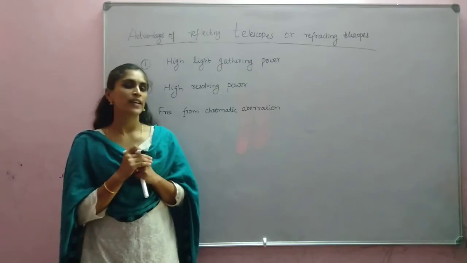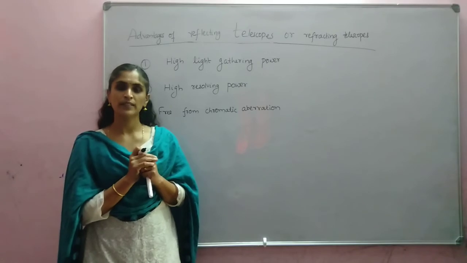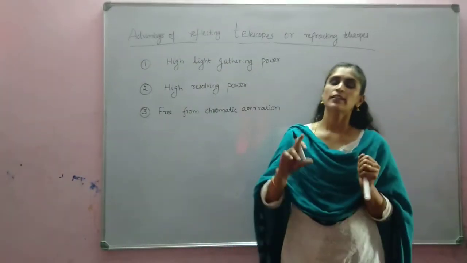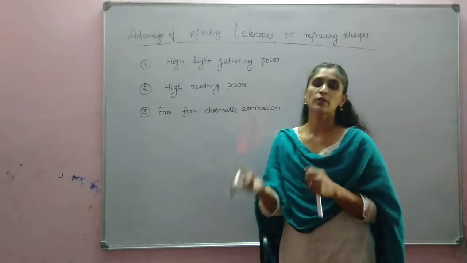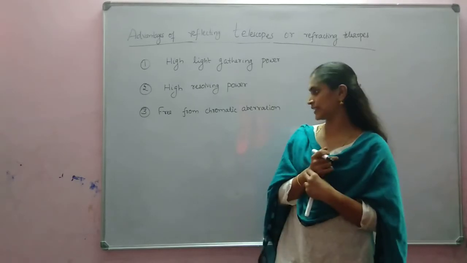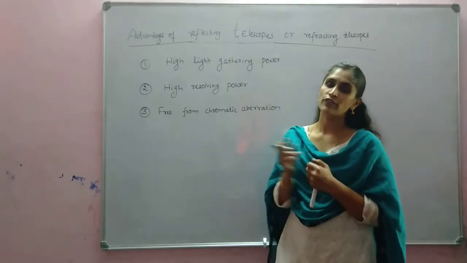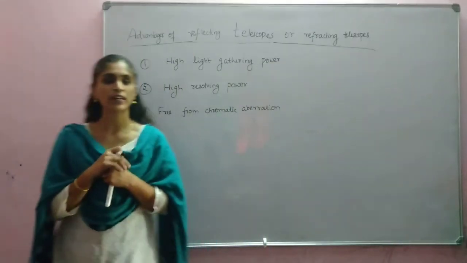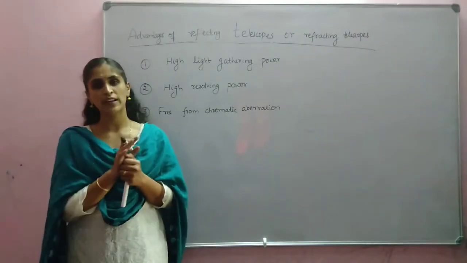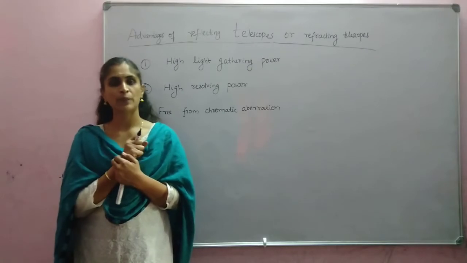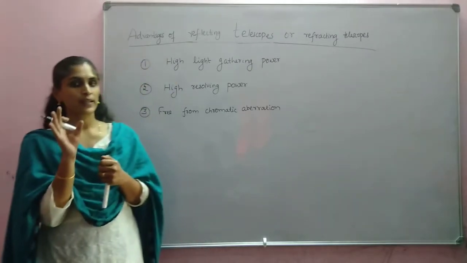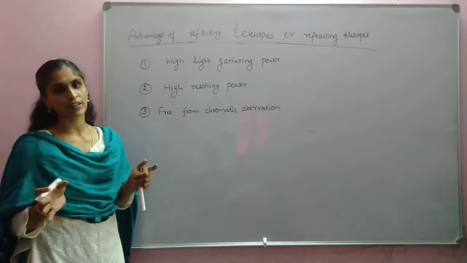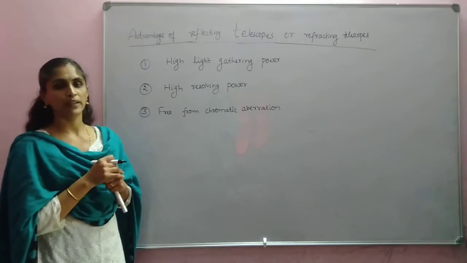If we are using a convex lens, what happens? For different colors, the focal length of the convex lens changes, because for different colors the refractive index changes. So in the case of a refracting telescope, since we are using convex lenses, there will be chromatic aberration, the formation of a colored image of a white object. Is it clear? But in the case of a reflecting telescope, there is no chromatic aberration, because here we are using mirrors.